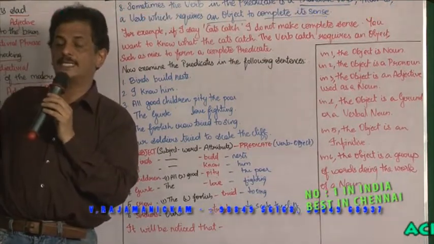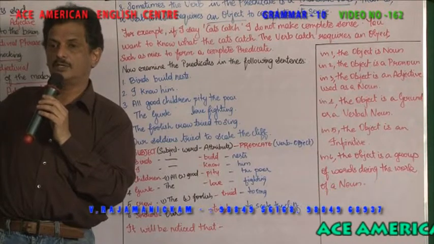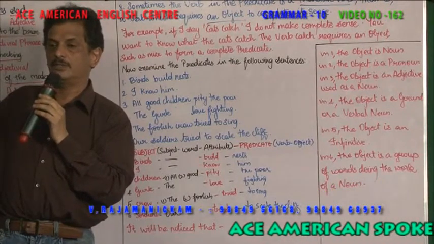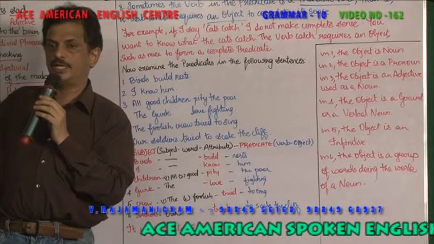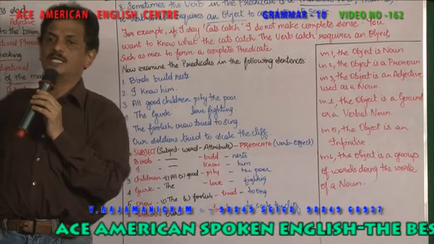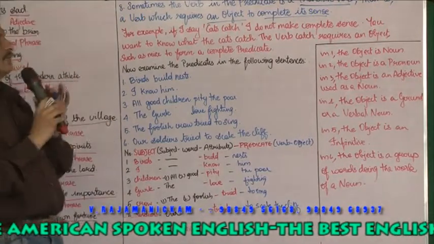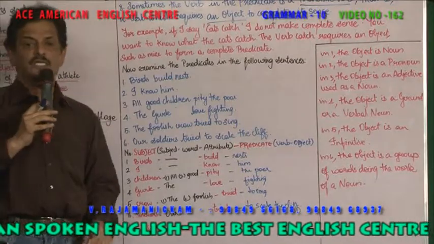An intransitive verb takes an adjective or a noun or an adverb or an infinitive or a gerund or a noun phrase which tells about the subject. Here the subject takes an object. It is called a transitive verb.